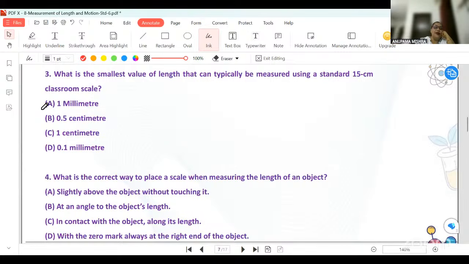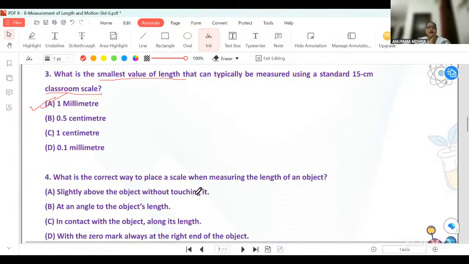The answer is 1 millimeter. The smallest value of a length that can typically be measured using a standard 15 centimeter classroom scale is your 1 millimeter.